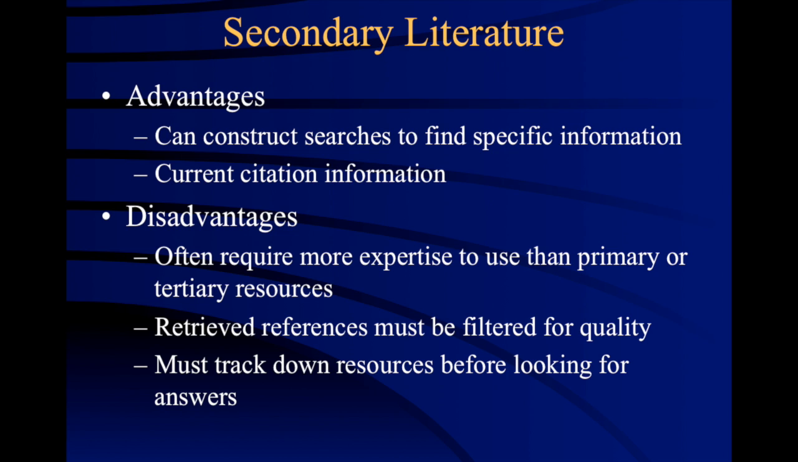Advantages of secondary literature: it can construct searches for you to find specific information. It also provides current citation information. Disadvantages: you have to learn how to use each of the systems, and you need more expertise than you do to assess a primary or tertiary source.